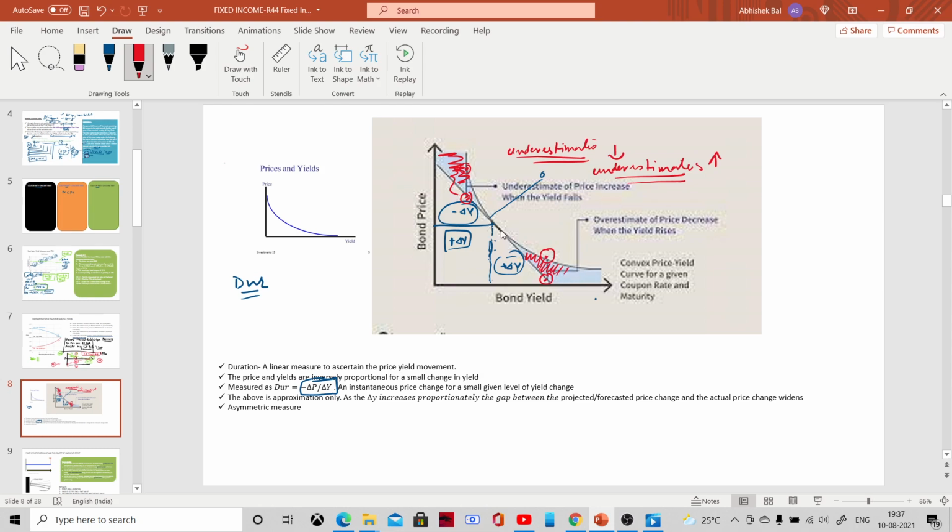Okay, this is the nature of the graph itself. If you study more, you will understand. Of course, it depends upon the magnitude of the rate of interest change also. That is why we take a very small amount of delta y changes. If the delta y changes are more, then this underestimation or the degree of error will increase proportionately.